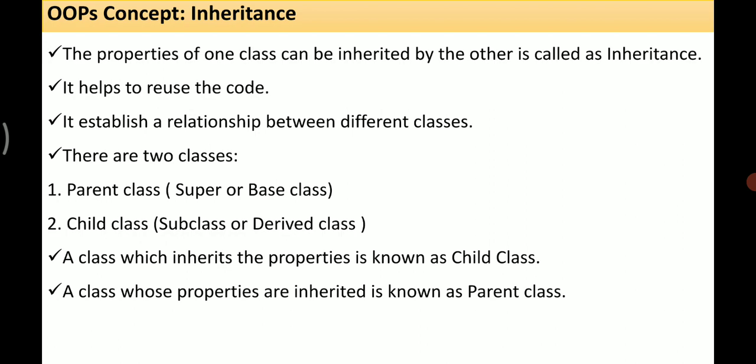The next kind of inheritance is hybrid inheritance. Hybrid inheritance is the combination of other inheritances. For example, it is the combination of multi-level inheritance and some other, like multiple inheritance. That is called hybrid inheritance.